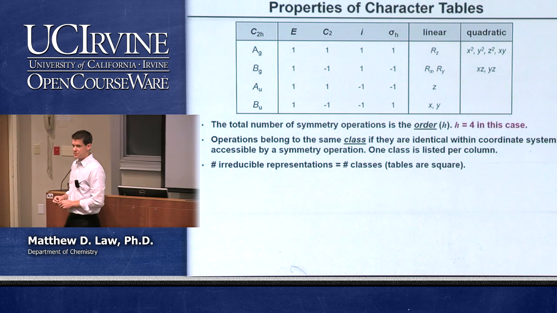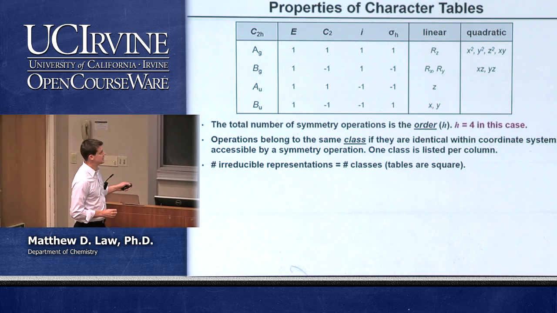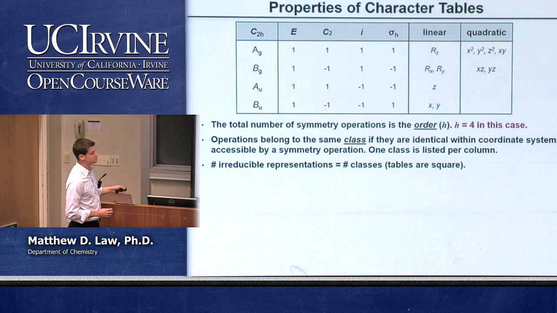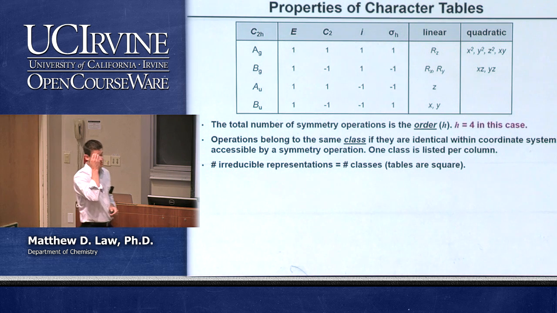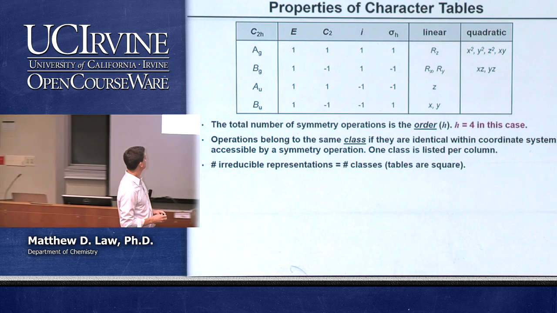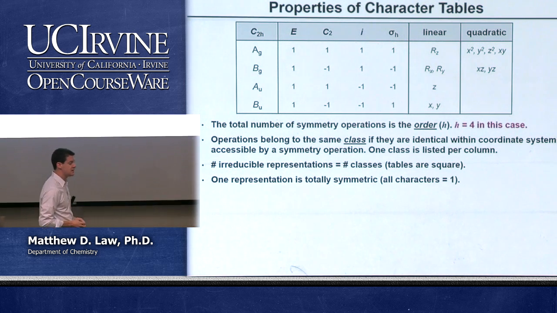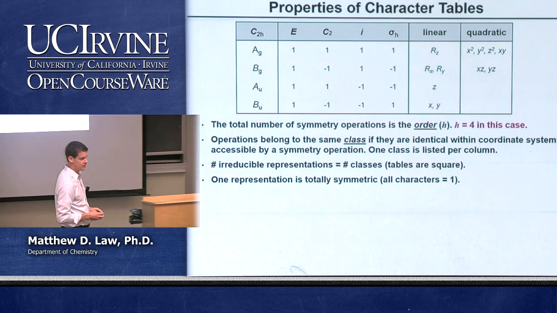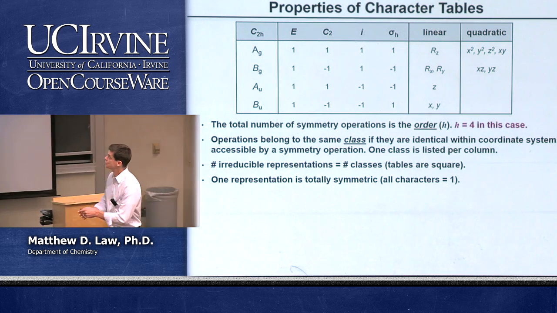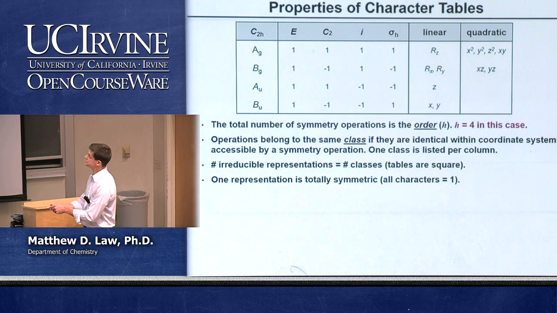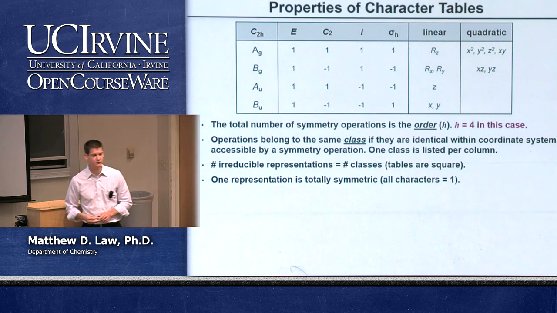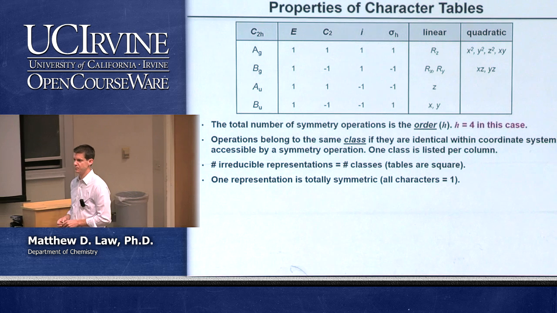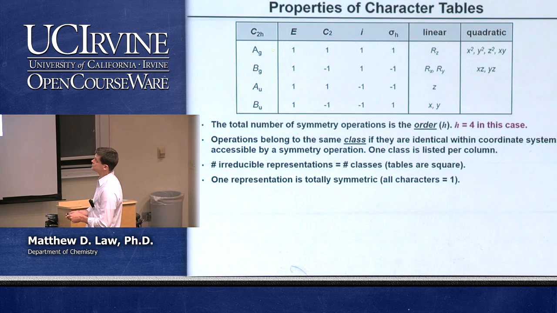The number of irreducible representations for any point group is the same as the number of classes. So in other words, we have a square table. The number of rows and the number of columns is the same. In this case, we have 4 columns and 4 rows. This is always true for character tables. We always have one representation that's totally symmetric. In other words, all the characters are positive 1. So our totally symmetric representation is the AG in this particular point group. You can see we have characters of 1 all the way across. This is a helpful rule. It allows us to actually build the character table because we can always know that at least one of them is totally symmetric.